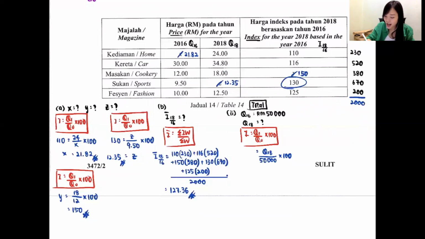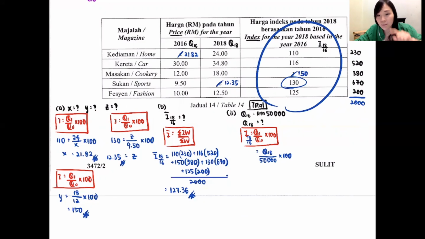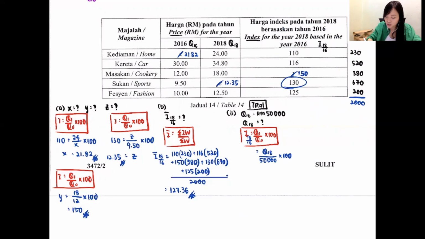What should I put on the left side? I'm going to put the I for 18 over 16. Here I got a lot of numbers for I 18 over 16. Will I sub any of them? No. Because every single thing you see there, the first one is for home, this one is for car, this one is for cook, sport, fashion. But now they say what? Now please look carefully. They say total. So the moment they say total, they are not talking about the individual. They are talking about overall.